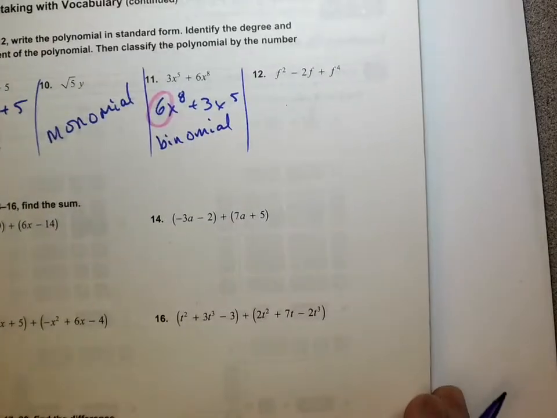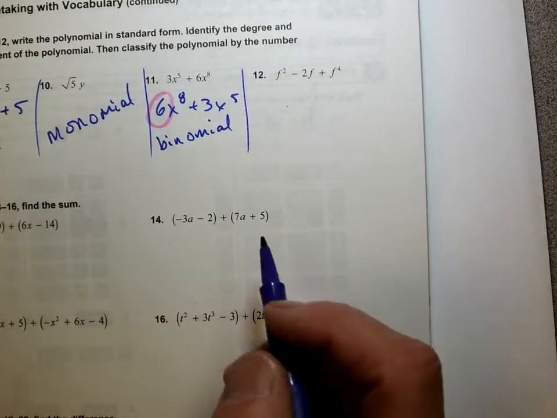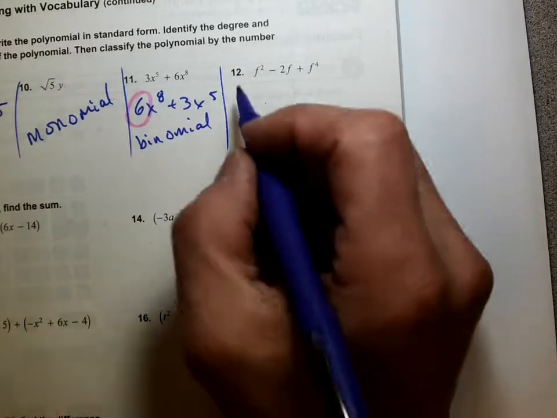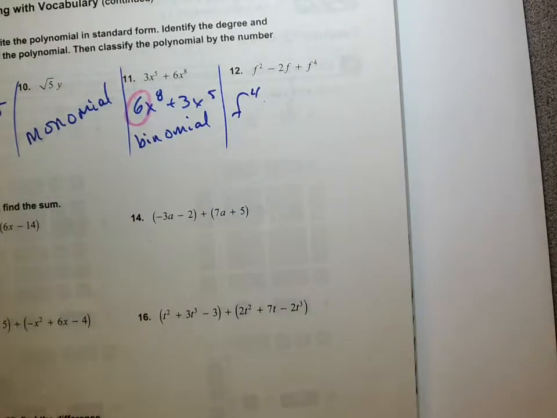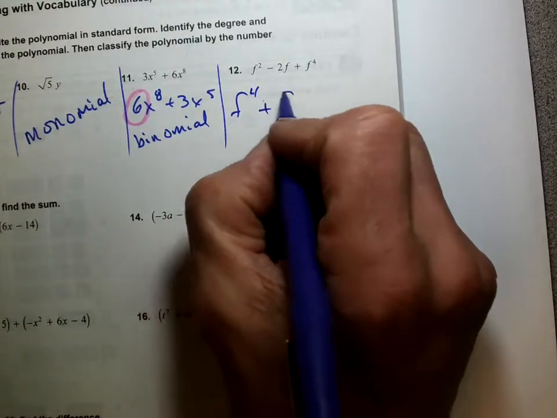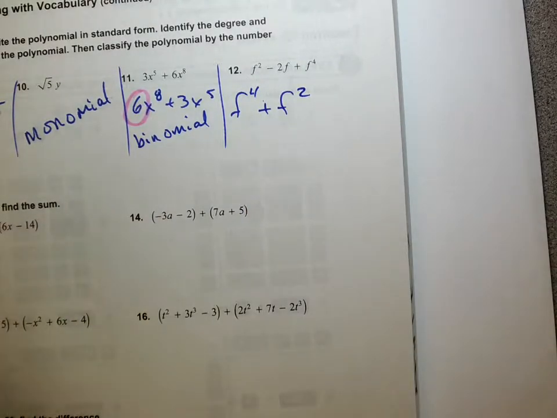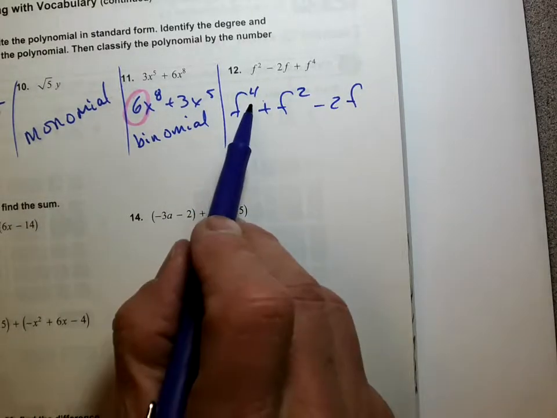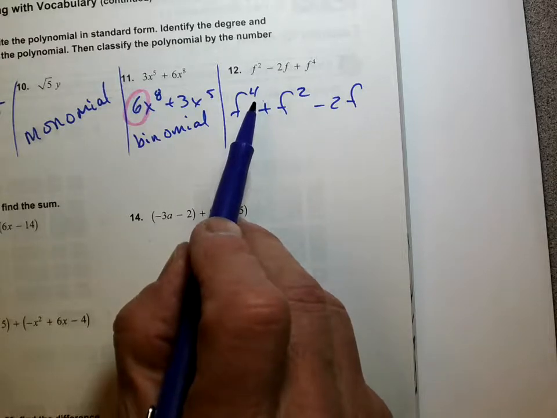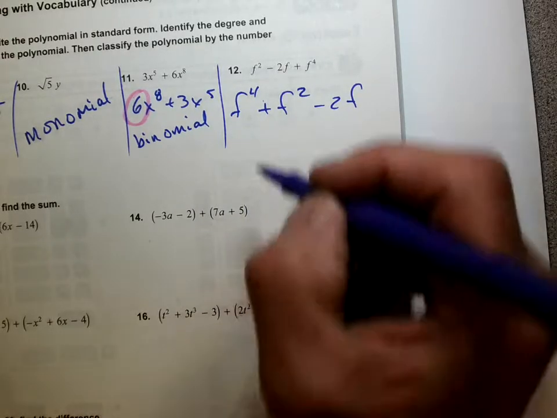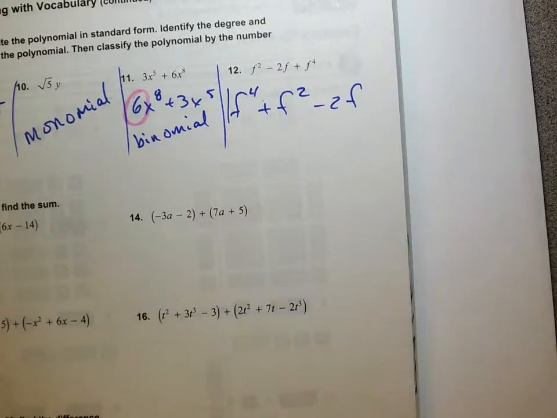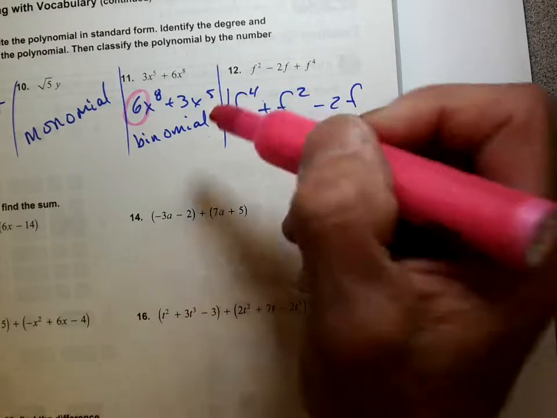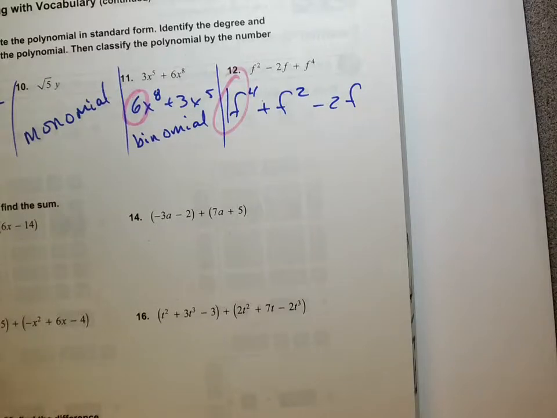Right? Okay. Number 12. What do we have for 12? Let's rewrite it. F to the 4th. Then what? Plus F squared. Then what? Minus 2F. Perfect. What's the degree? 4. What's our leading coefficient? There's a 1 that we don't normally write, but there's a 1 there, okay? Are you all right with the 1? How are we doing? Thumbs up? Okay.